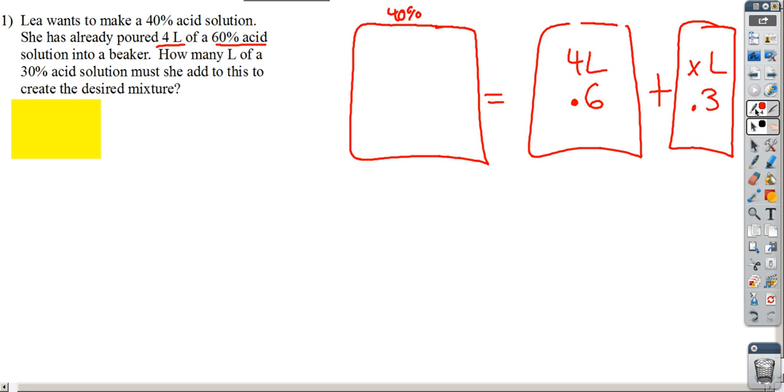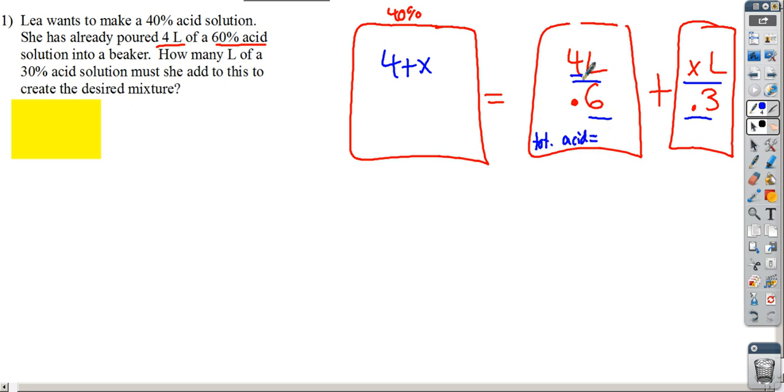Well, let's think about it this way. If she has 4 liters and she's adding some unknown number of liters, that means her total is going to be 4 plus X liters. And here we don't know what the final percent is. But actually, let's do the total acid first, because that will be a little bit easier to focus on.